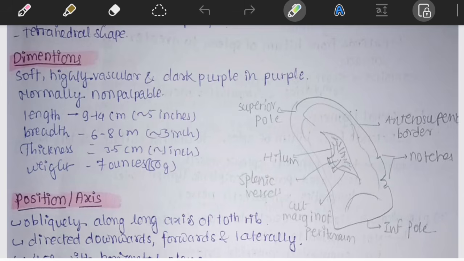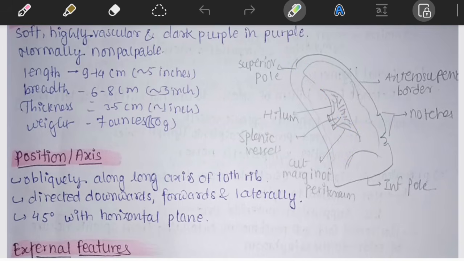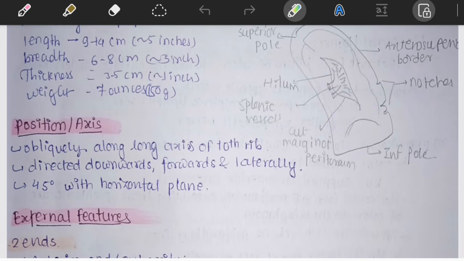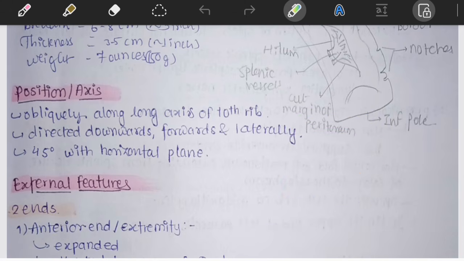Now look at the long axis of the spleen. It is not vertical. The spleen lies obliquely along the long axis of the 10th rib and its axis is directed downwards, forwards and laterally. It makes approximately 45 degrees with the horizontal plane. Why should you remember the 10th rib? Because a single fact helps you understand the normal position, splenomegaly, clinical examination and even the direction in which an enlarged spleen moves. So instead of memorizing the 10th rib, imagine the spleen lying along the 10th rib.